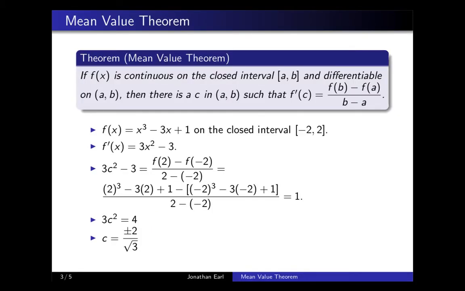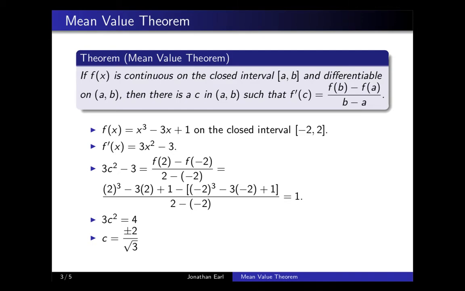Okay, so for the second example, we're going to take the polynomial x cubed minus 3x plus 1, and we're going to look over the interval minus 2 to 2. Because we're dealing with a polynomial, it's continuous and differentiable everywhere, so we have the two conditions we want from the mean value theorem. Now we just need to find the point c, or possibly multiple points, that are guaranteed to exist. So we find our derivative, and we get 3x squared minus 3.